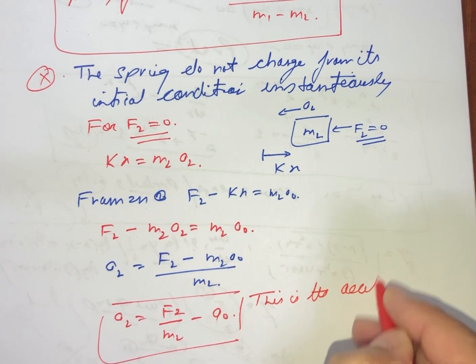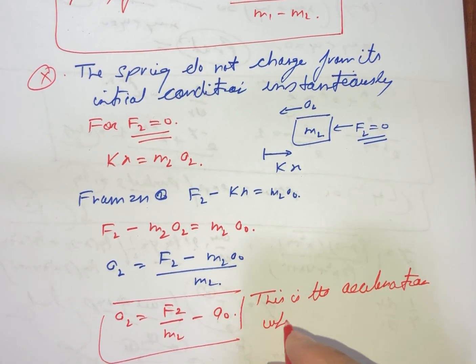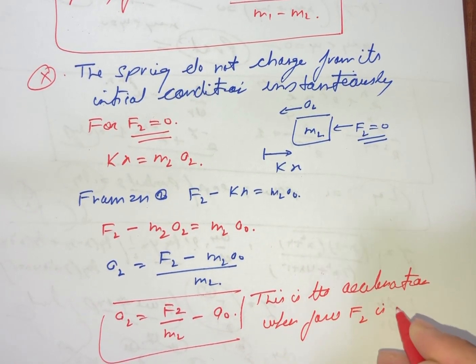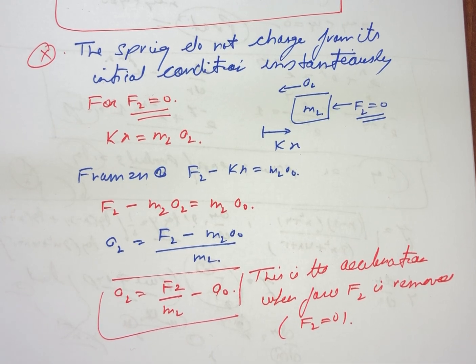This is the acceleration when force F2 is removed, that is, F2 is equal to 0. So this completes the question. Thank you.